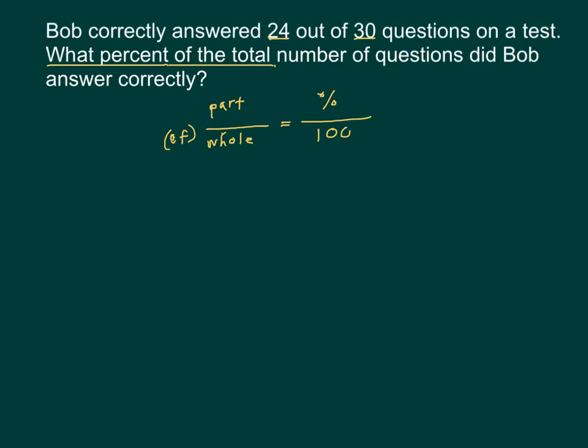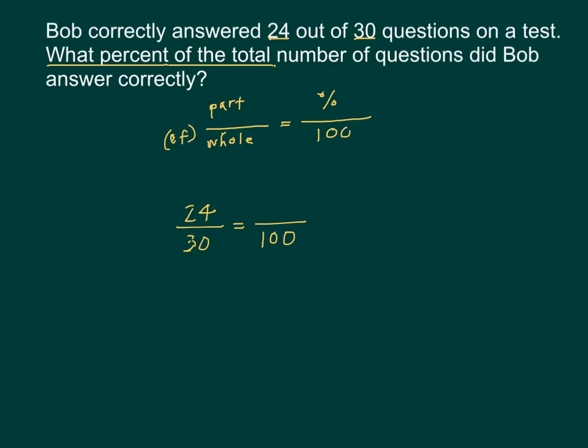So the way that I'm going to set this up, and then of course whatever's left over will be the part. So I'm going to set up this problem so that 24 is the part. The whole in this case is 30. And I don't know what the percent is, so I'm just going to leave that blank for now. And then in the bottom corner, like I said, I'm always going to put 100.